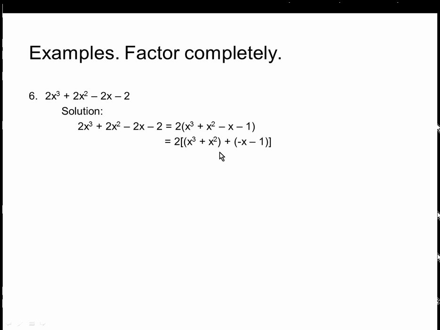Okay, now staying inside the brackets, the first two have x squared in common. That'll leave me x plus 1. The last two, because that's a minus, I take out minus 1. If I take out minus 1, that'll leave me x plus 1. Inside the brackets, I have x plus 1 in common. It'll leave me x squared minus 1. Okay, now don't lose this 2. So I'll have 2 times x plus 1 times x squared minus 1.